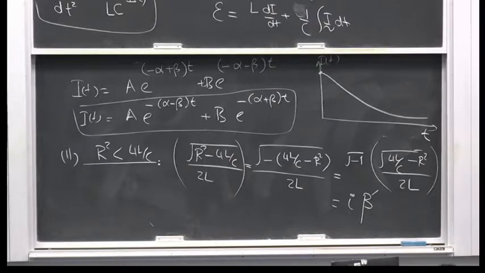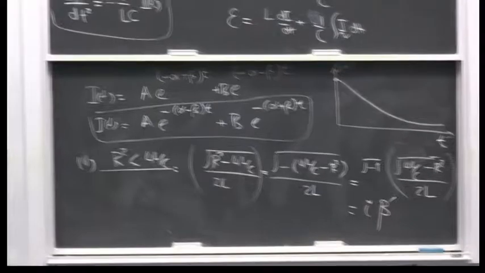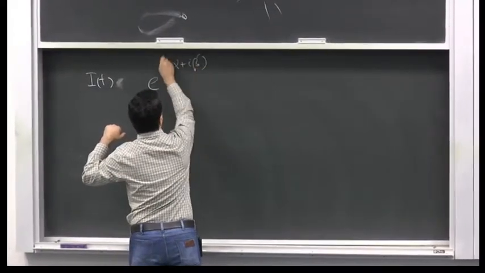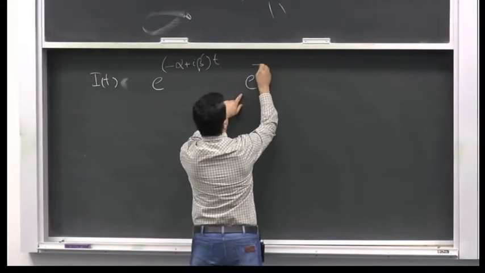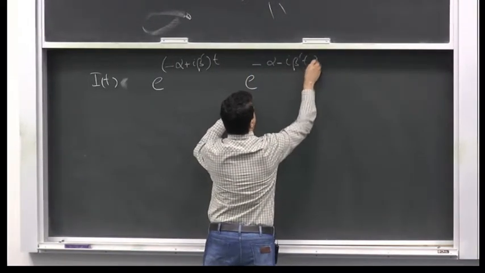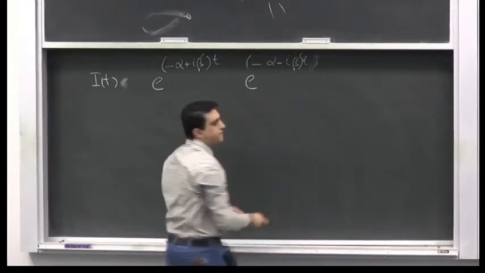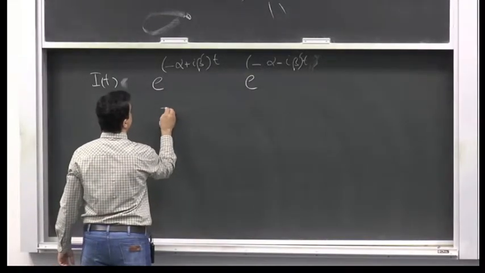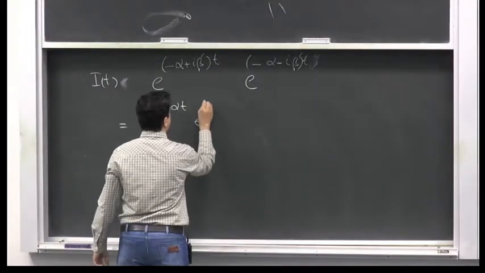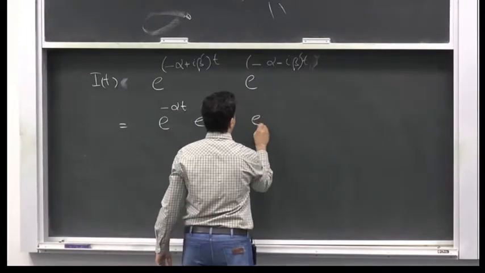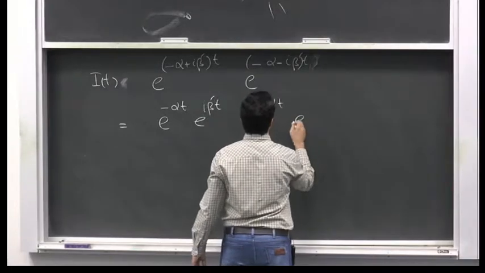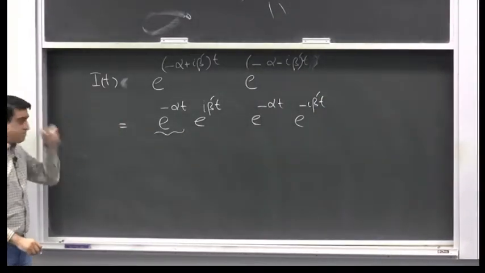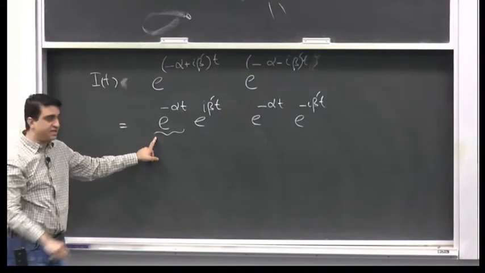I of t would have e raised to the power minus alpha plus i beta into t, and e raised to the power minus alpha minus i beta. So what you have now is e raised to the power minus alpha t, e raised to the power i beta prime t, e raised to the power minus alpha t, e raised to the power minus i beta prime t. What is this function? This is an exponentially decaying function like this. What is this function?